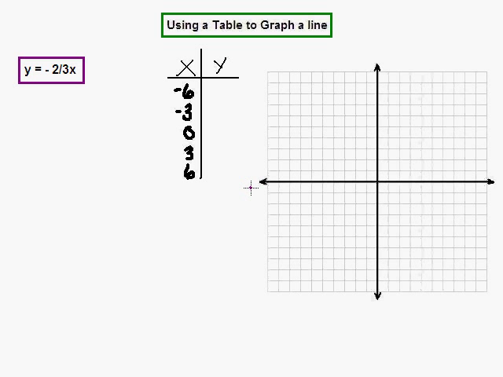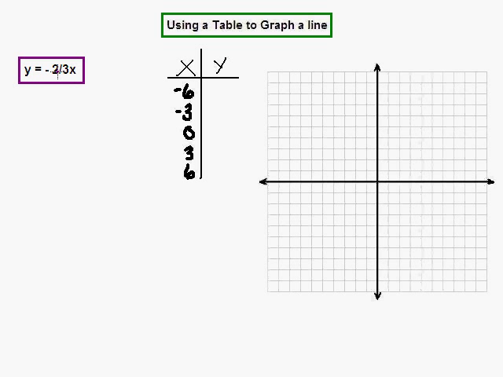We are going to begin our graphing linear equation unit today by using a table to graph a line. We're given this equation, and we're going to use this equation to finish filling in this table. Then we're going to use the table to plot ordered pairs to find the graph of our line, representing this equation. Let's get started. Our equation is y equals negative 2/3 x.